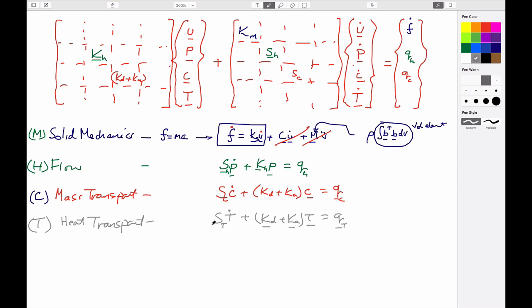And so in the same way as before, these directly correspond. And so this is the term that would go here. And this second term here would go here. K advective and K diffusive and K advective together.